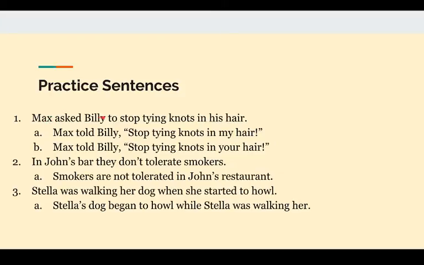So Max asked Billy to stop tying knots in his hair. Here his is ambiguous. We don't know whose hair it is. It could be Max's hair or it could be Billy's hair.